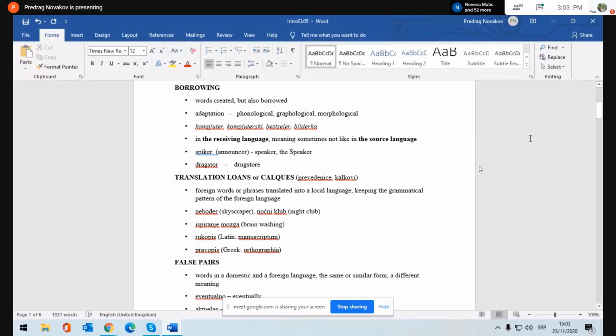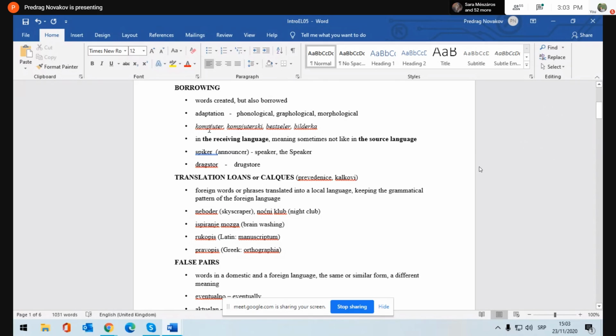Okay? So instead of creating new words, we can actually borrow words, okay? If words are borrowed, they go through the process of adaptation. This adaptation is phonological, graphological, and morphological. Phonological means pronunciation, graphological means writing, and morphological, it means you may add morphological elements like suffixes of the domestic language, not of the language from which the word was borrowed, okay?